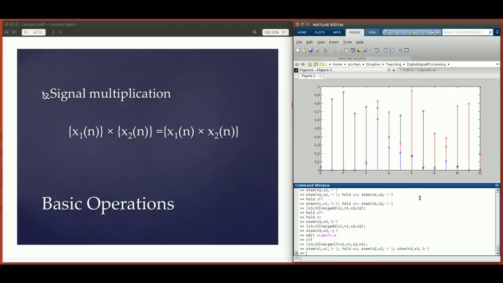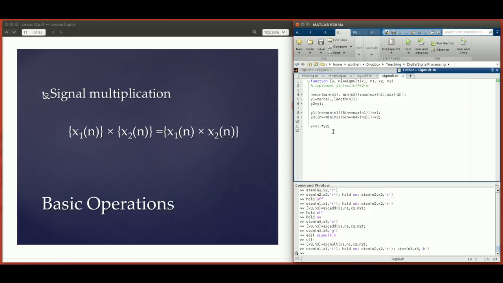So let's go back to this particular function, right? And maybe we can add a few more comment lines to tell people how to use it, right? yn equals sig out x1 n1 x2 n2, right? Basically just tell people how to use it. So now we have a function that actually does the signal multiplication.